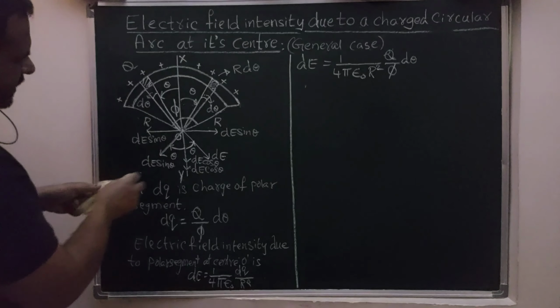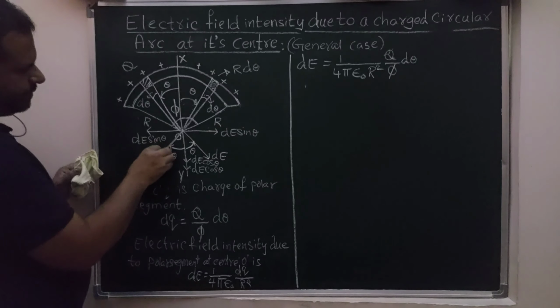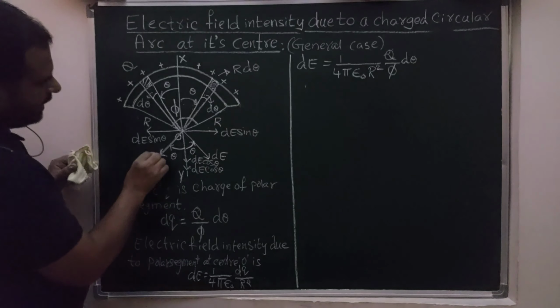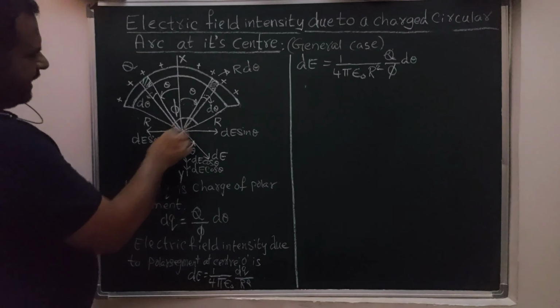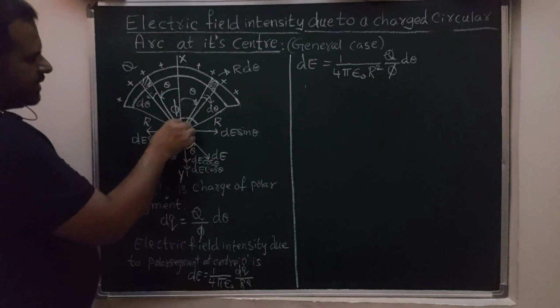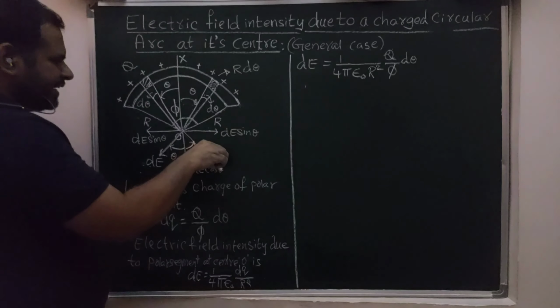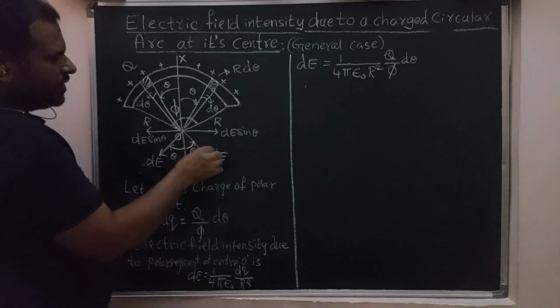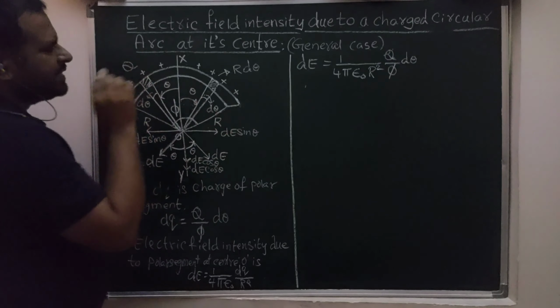Okay, sorry, this is dE. Not dE cos theta, not dE sin theta, very sorry. This is dE, making an angle theta, resolved into two components, dE cos theta and dE sin theta. Along this direction dE is there, making an angle theta. So this dE is resolved into two components, one is dE cos theta, the second is dE sin theta.